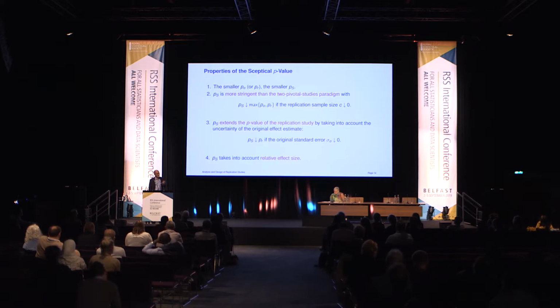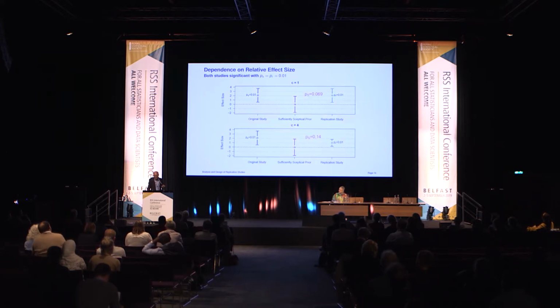The nicest property of all of them is the fourth one, because that's something where ordinary p-values fail, and they are often attacked because p-values don't take into account effect sizes. The skeptical p-value does take into account effect sizes, and to be a bit more specific, it takes into account the relative effect size. To explain this, I want to give you an example where both ordinary p-values, original and replication, are 0.01, and in the top picture the effect estimates are also the same, so they are 2. In this case, it turns out the skeptical p-value is 0.069.